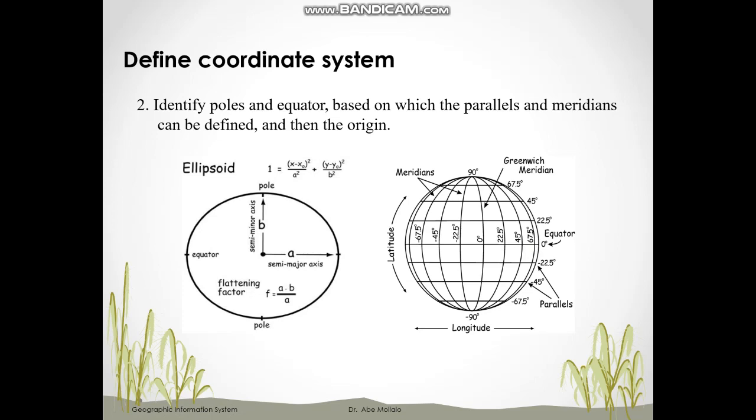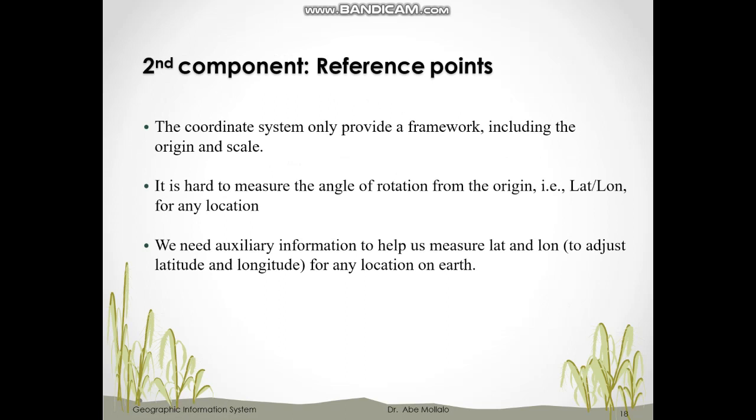So, but the problem is the coordinate system only gives us a framework which tells us where the origin is and what is the scale of measurement. The challenge is the origin in most cases cannot be observed directly, because we know the origin of the geographic system is somewhere in West Africa. So the problem is when you cannot see the origin, it's really hard to measure the angles of rotation from the origin to define the latitude and longitude for any location.